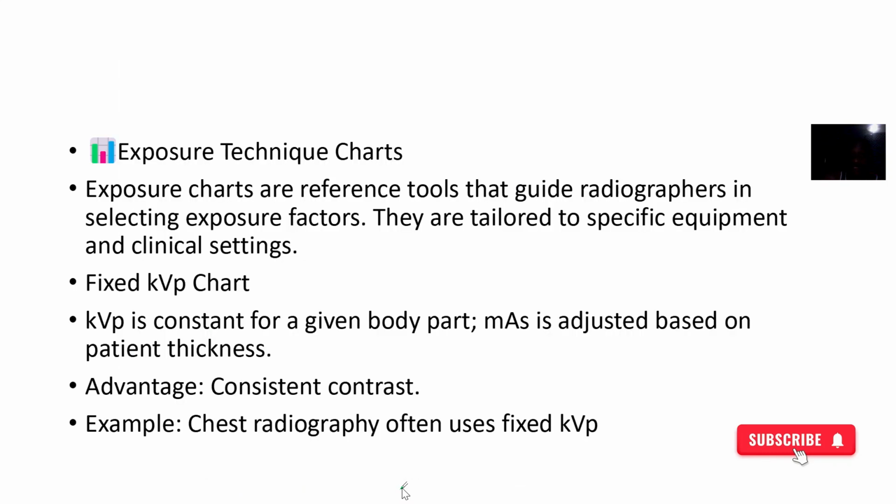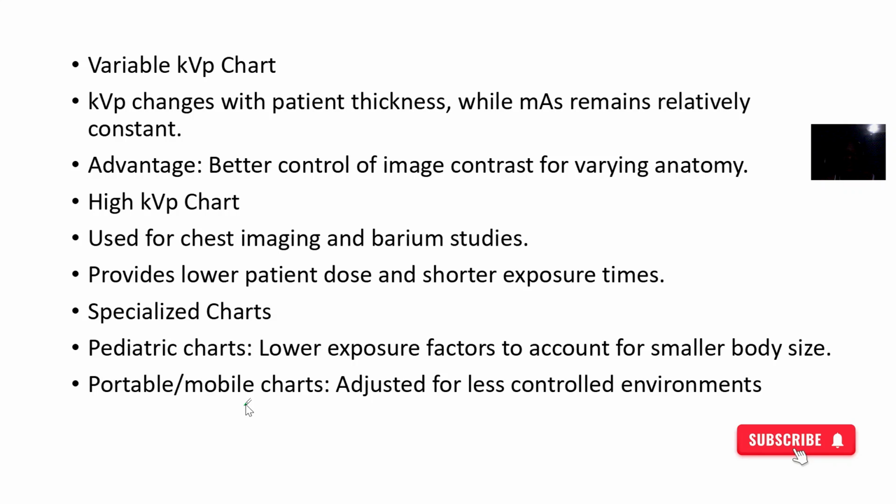So for exposure technique charts, exposure charts are reference tools that guide radiographers in selecting exposure factors. We have the fixed kVp charts, where kVp is constant for a given body part and mAs is adjusted based on the patient's thickness. Do you understand? We have the variable kVp charts too, where kVp changes with patient thickness while mAs remains relatively constant.